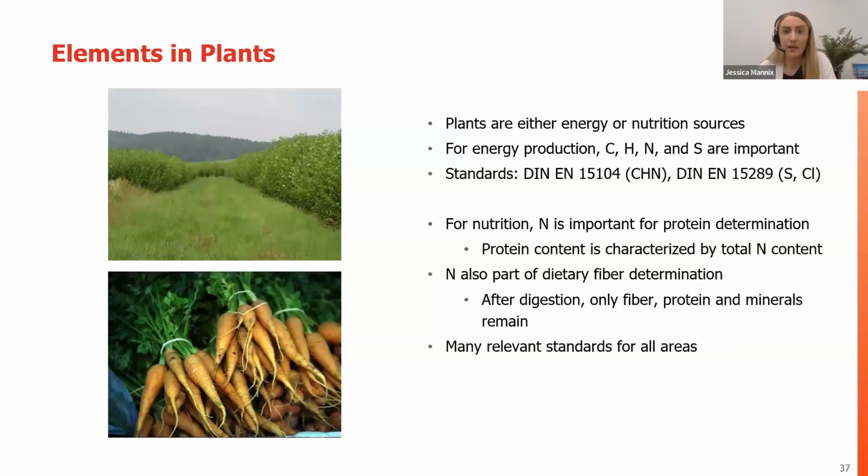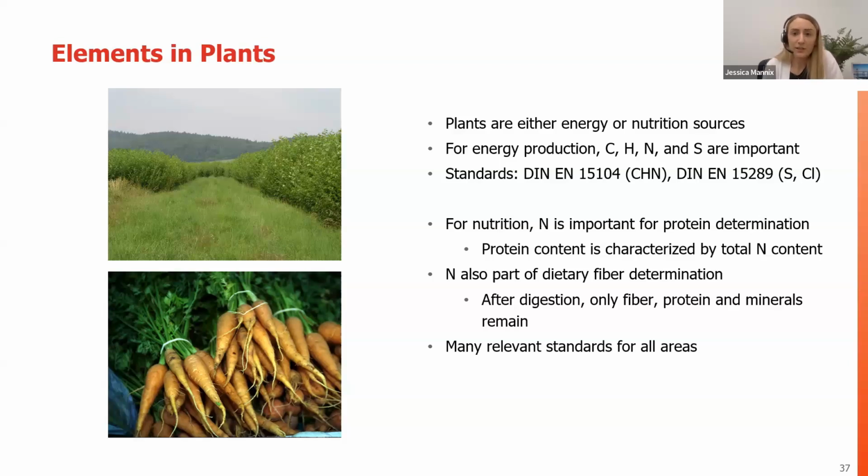In plants, it can either be an energy or nutrition source. For energy, we're looking at carbon, hydrogen, nitrogen, and sulfur. So maybe that vario EL cube, that unicube, gives us a full 4 analytes that would be of interest to us. We have a larger instrument too called the vario macro cube, which can do a little bit larger sample sizes for CHN and sulfur S analysis.